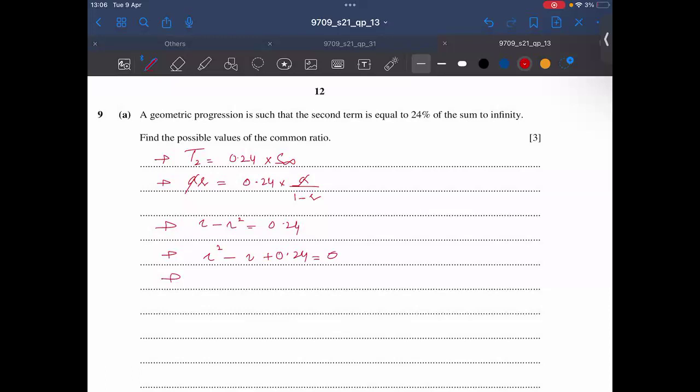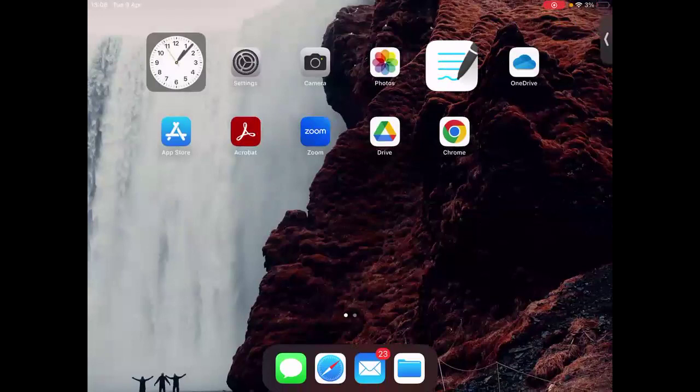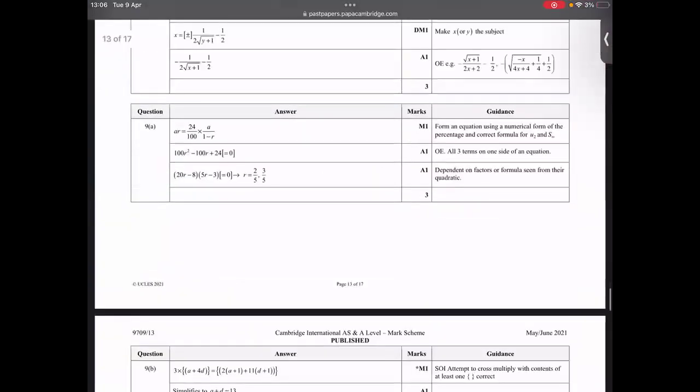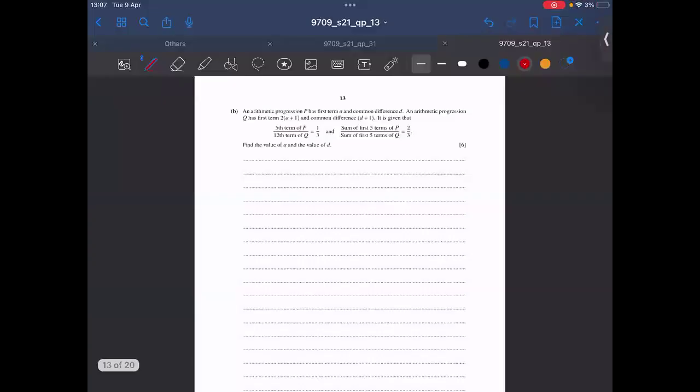What are the values of r? You just use the calculator and get the values of r. Come on, hurry up, we don't have that much time. So 3 by 5 and 2 by 5. Let us confirm the answer quickly. We have 3% battery left. So 3 by 5 and 2 by 5. That's great. Then we have part B.